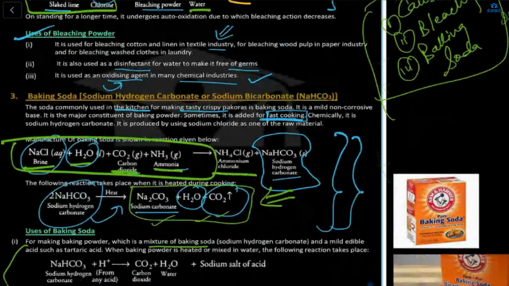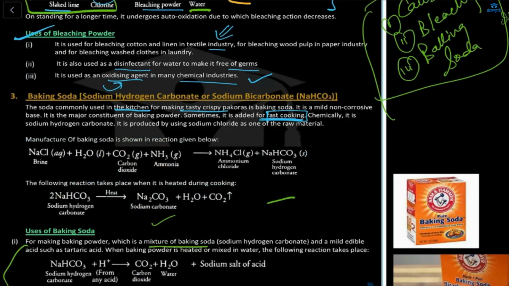What is the use of baking soda? What does it help make? Crispy pakoras, right? And it is also used for fast cooking. What is the process of a baking soda? Simply, we have to combine brine solution plus carbon dioxide plus ammonia. You will get baking soda and ammonium chloride. Now what will happen on further heating? You will get sodium carbonate, water, and carbon dioxide.